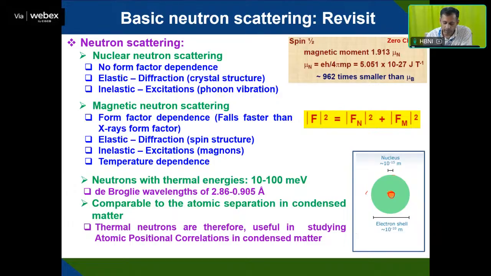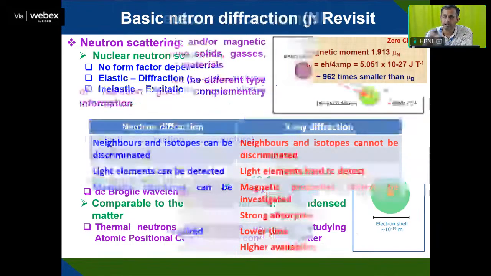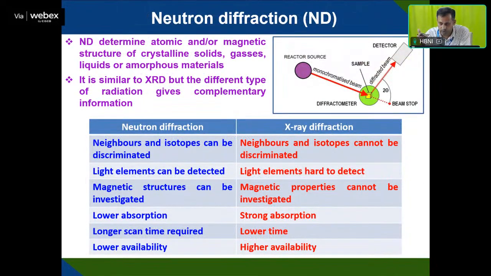Neutrons with thermal energy in the range of 10 to 100 milli-electron volt are mainly used in neutron scattering, your neutron diffraction study. The scattering intensity you get depends on the square of the nuclear neutron scattering as well as the magnetic neutron scattering. The summation of both these two gives you the total scattering, the diffraction intensity.